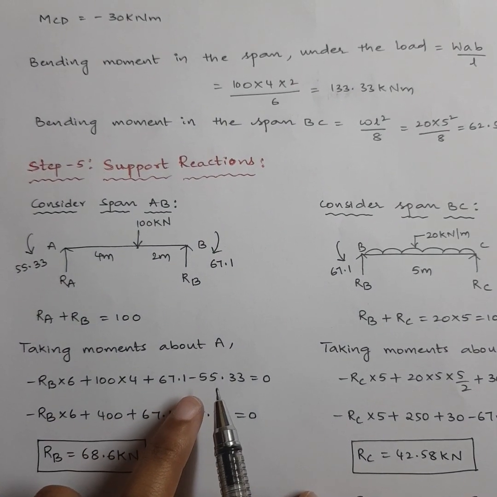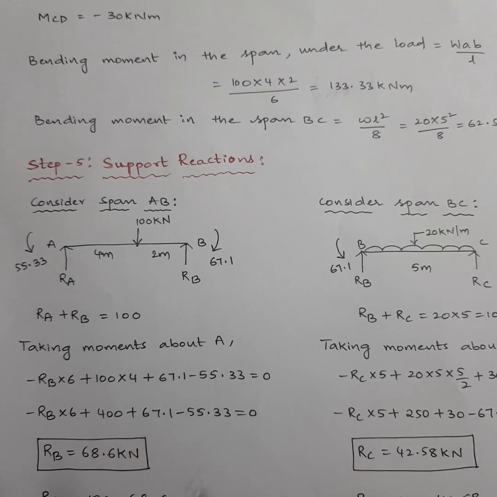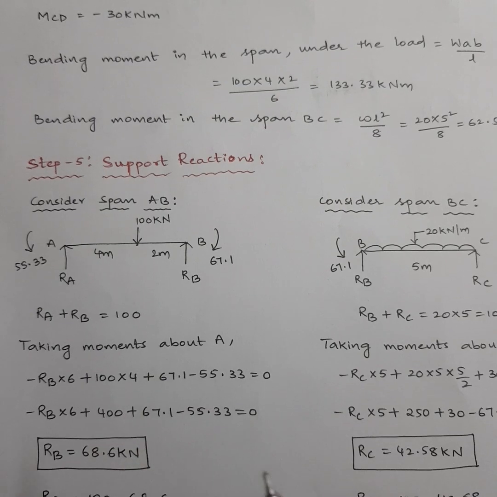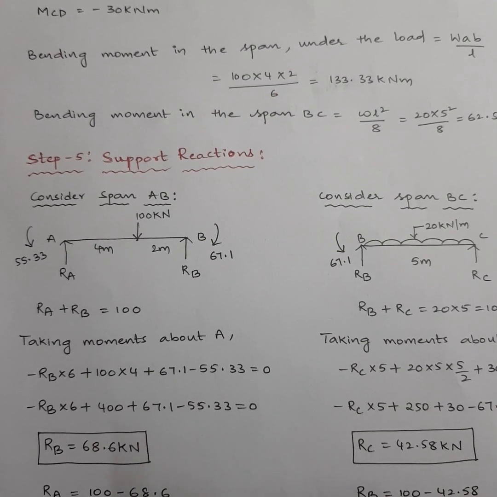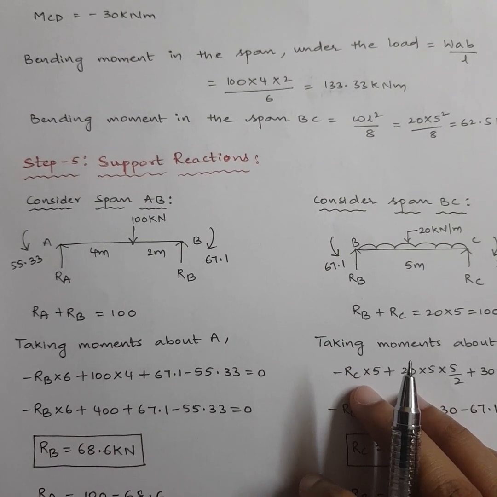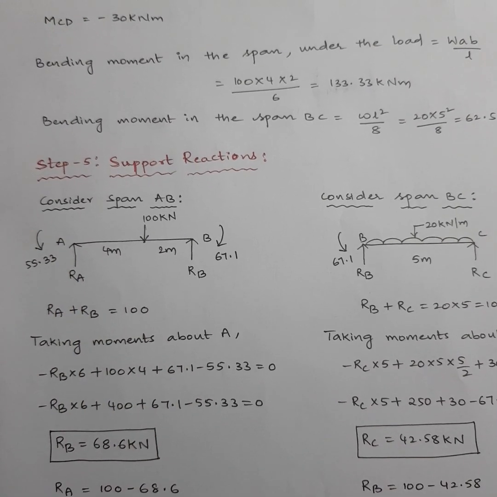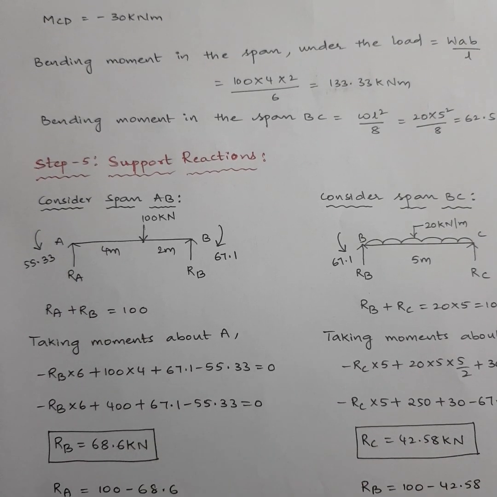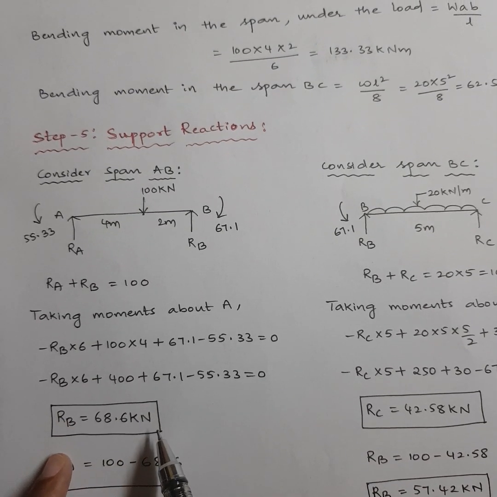Most of the people when they are writing here, they will write minus of minus 55.33. That's completely wrong. 55.33 represents moment in anti-clock direction already. There MAB equal to minus 55.33 means MAB is acting in anti-clock direction. I have shown here already anti-clock direction, so I need not substitute again a minus. Directly I am giving. So after substitution, I get RB as 68.6 kN.